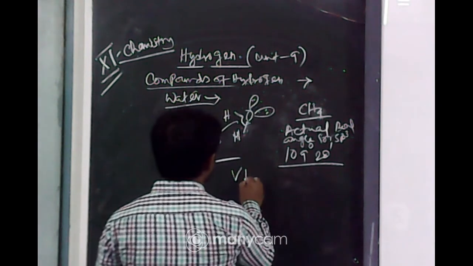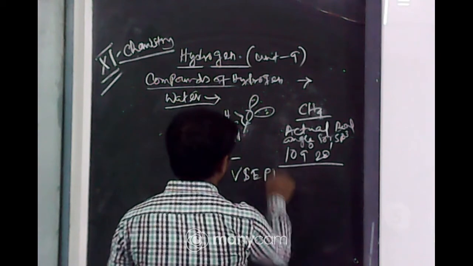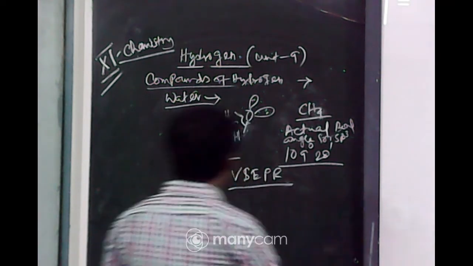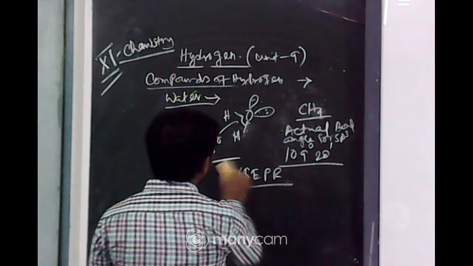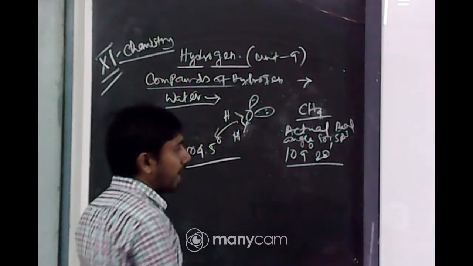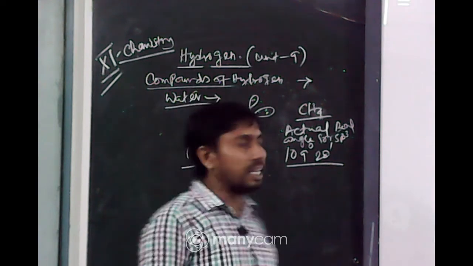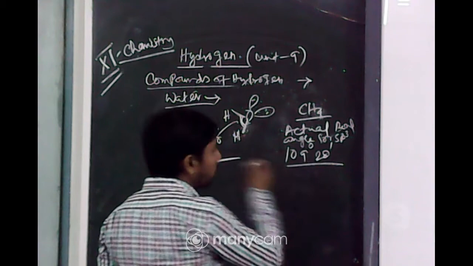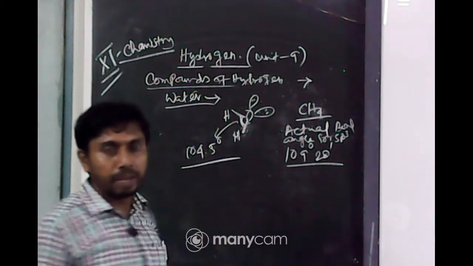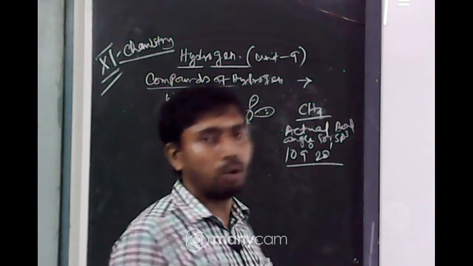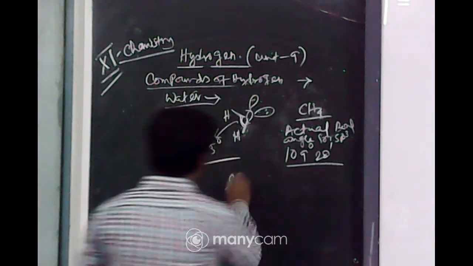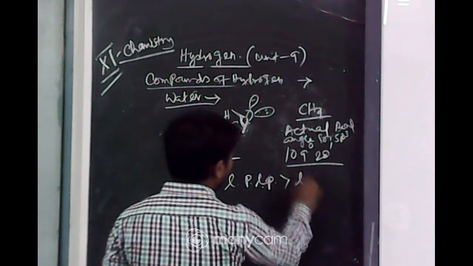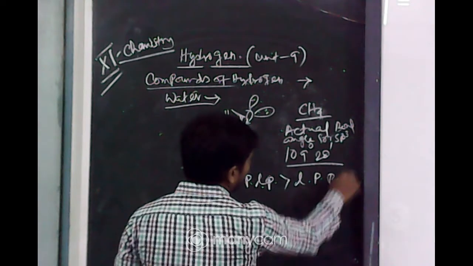This is VSEPR, valence shell electron pair repulsion theory. As there are two lone electron pairs, they will repel each other, forming the bond angle to a smaller degree. The lone pair-lone pair repulsion is greater than the lone pair-bond pair repulsion, and that is active here.